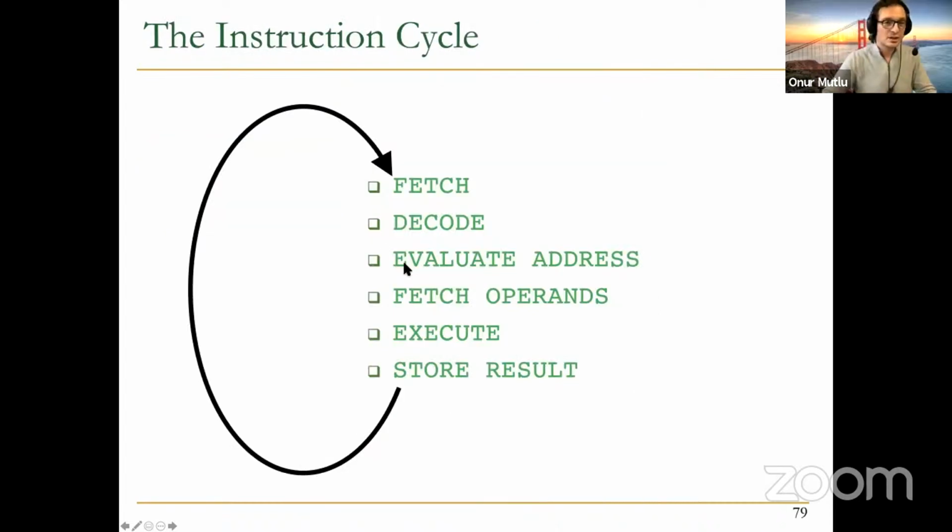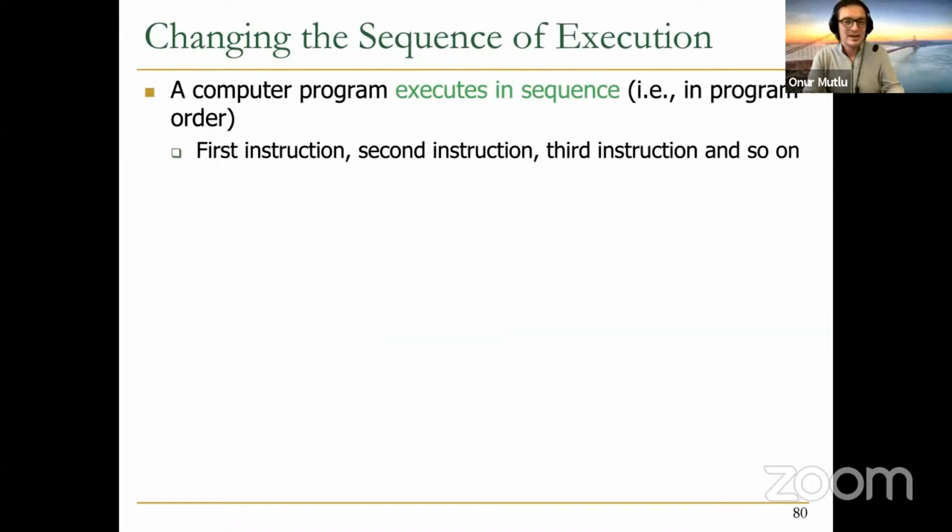Okay, so basically now I'll give you an example of the instruction cycle, all the way from fetch, decode, evaluate address, fetch operands, execute, and store result. And you keep repeating this essentially forever in a computer. So we will very briefly talk about changing the sequence of execution also before we conclude.